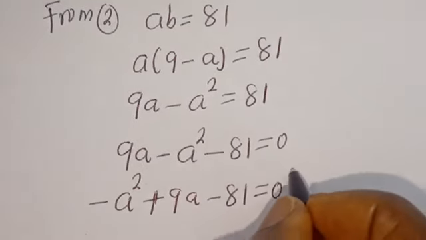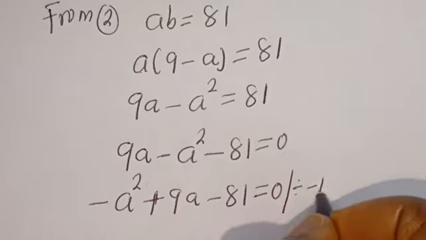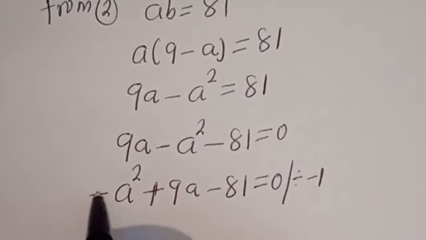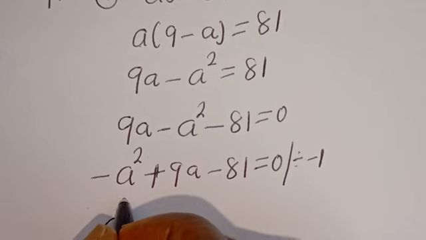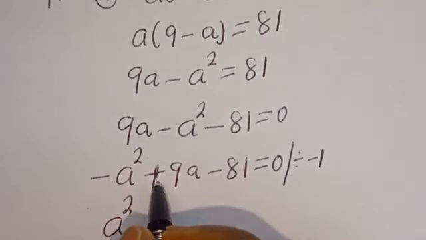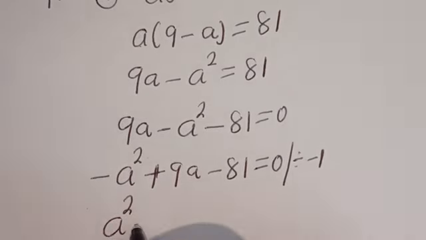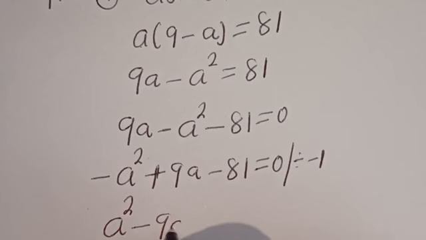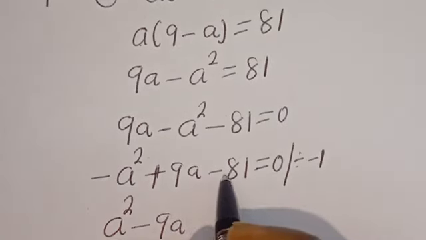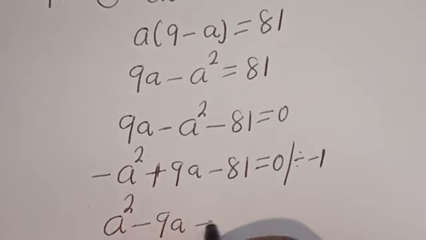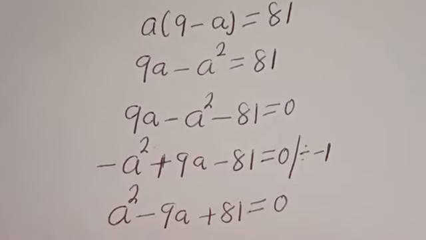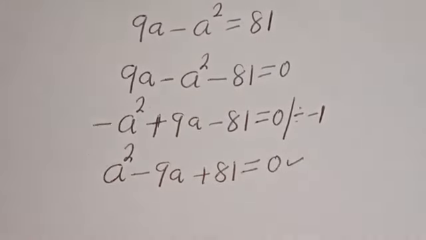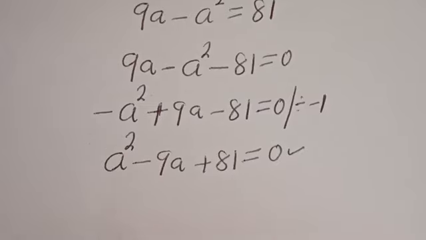Then we can divide all through by minus 1. If you divide minus a square by minus 1, we have a square. If you divide plus 9a by minus 1, we have minus 9a. And if you divide minus 81 by minus 1, we have plus 81 is equal to 0. This is a quadratic equation which can be solved using the quadratic general formula.